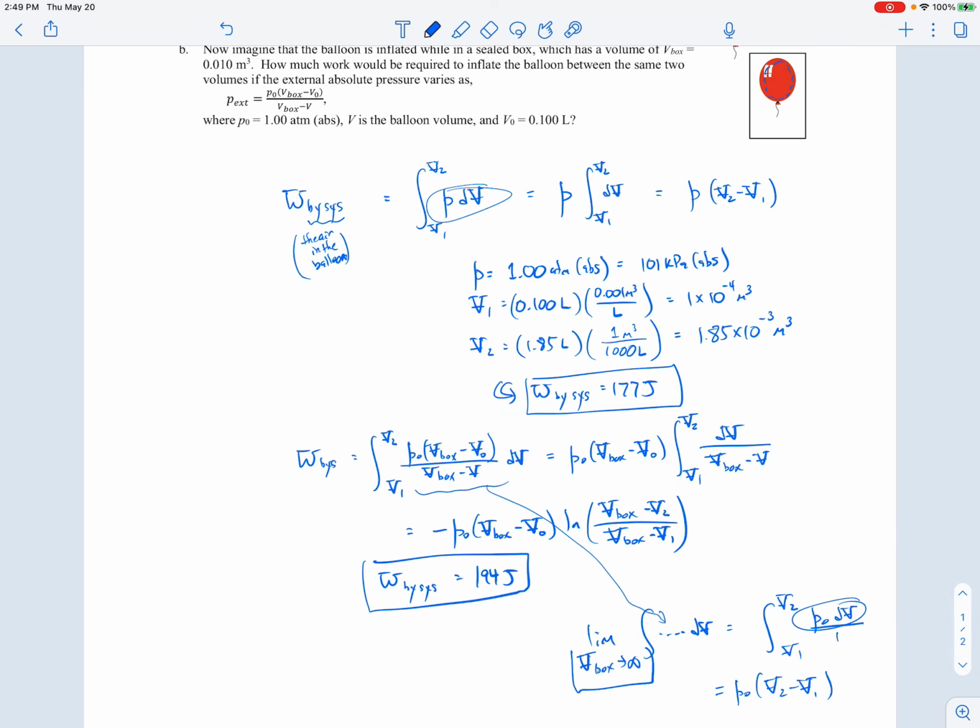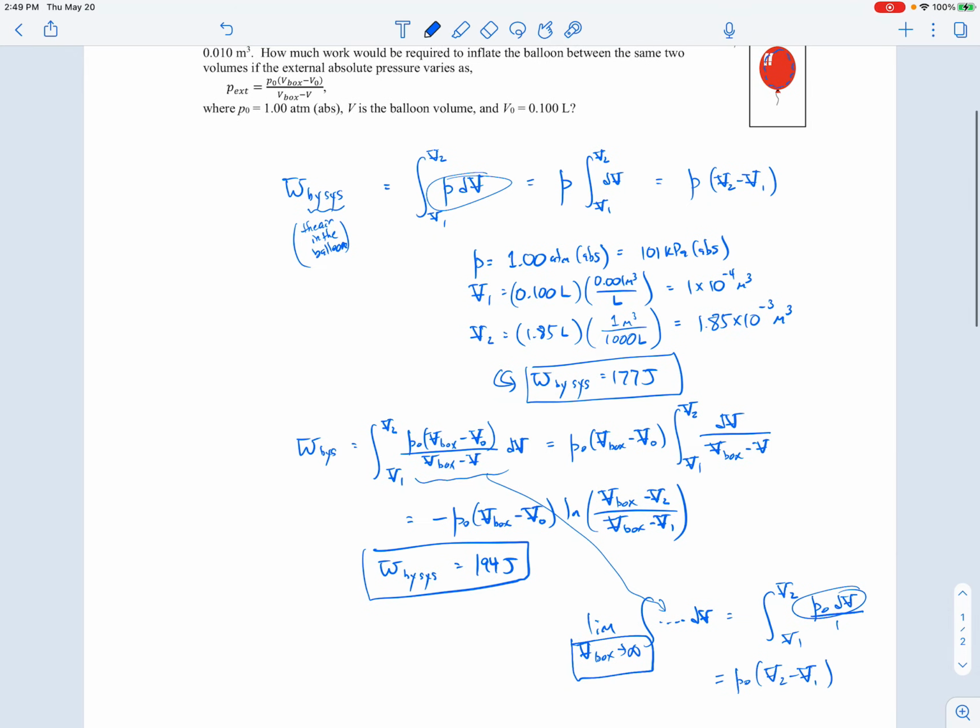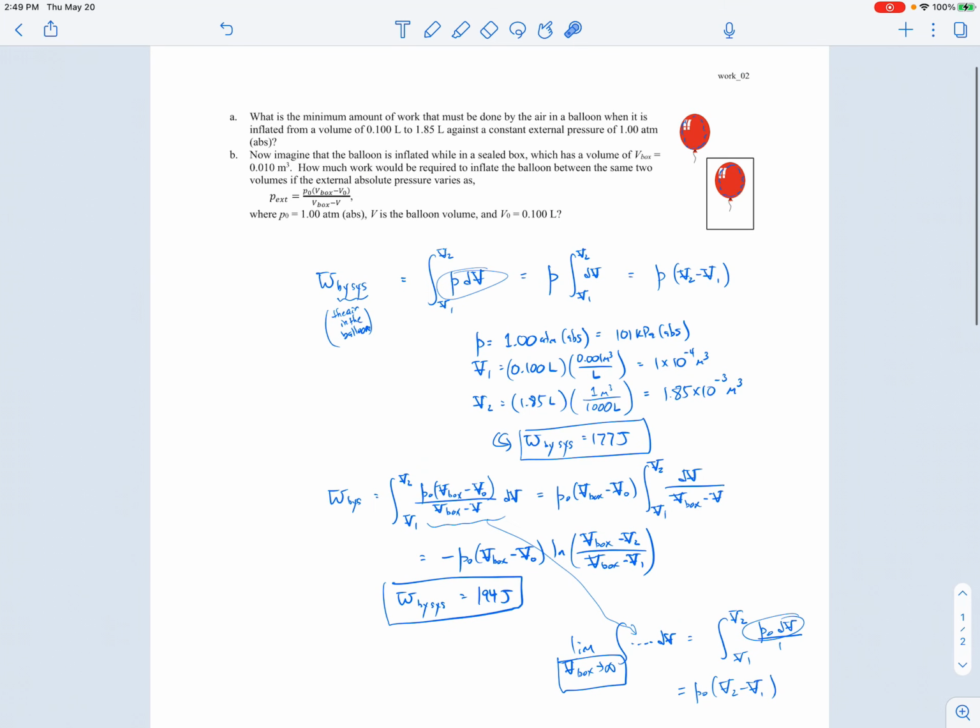So this is in the case where the box becomes very, very large, and what ends up happening is this result goes back to being the same as the original calculation, which again makes sense because when the box becomes very, very big, it's like the balloon's in an infinite expanse of atmosphere. So we should end up simplifying down to the original case, which indeed it does.